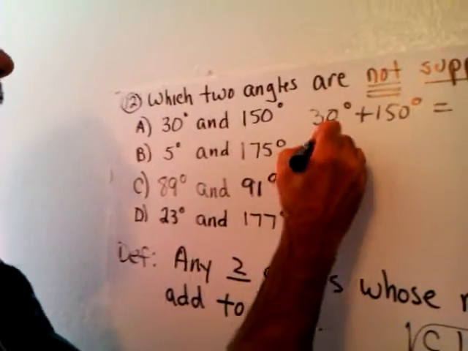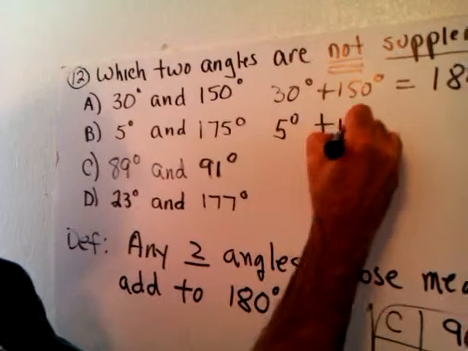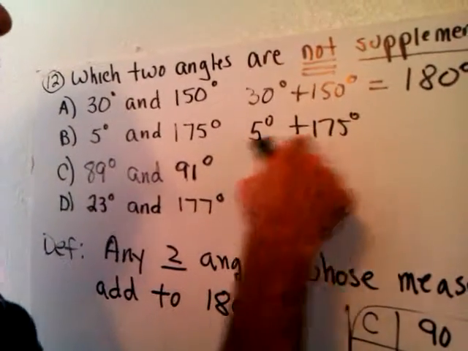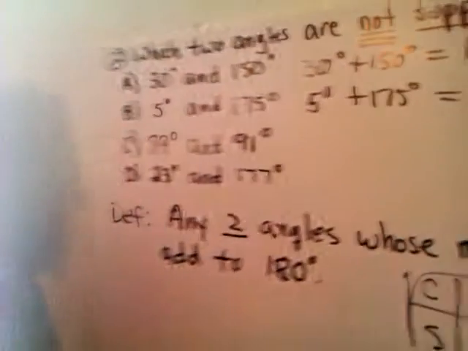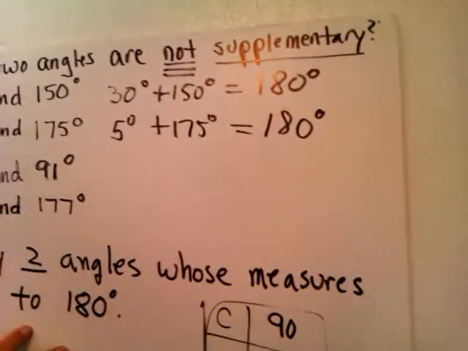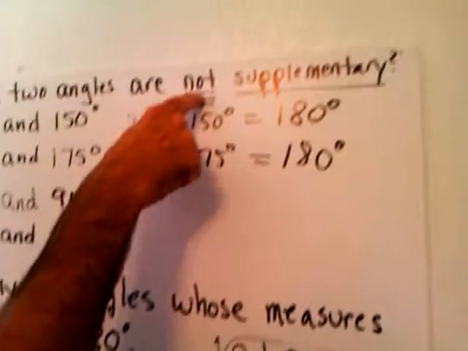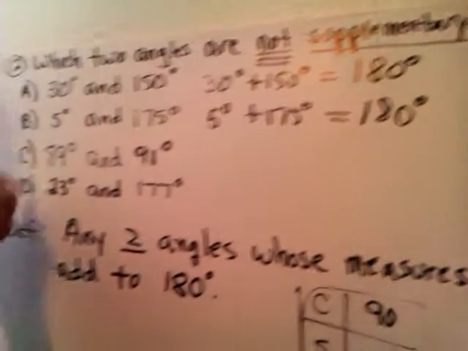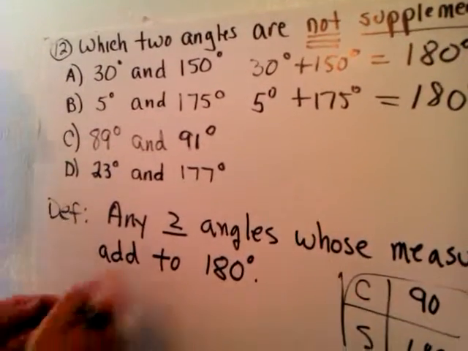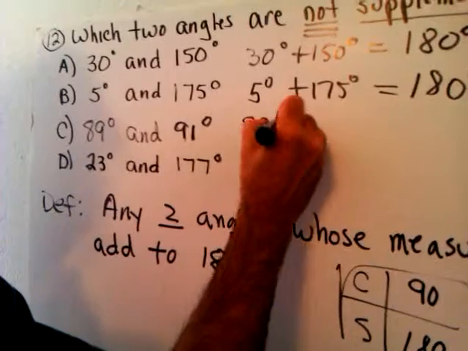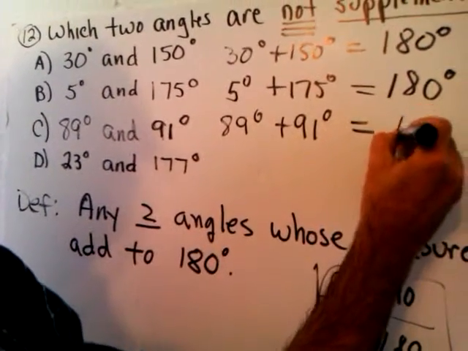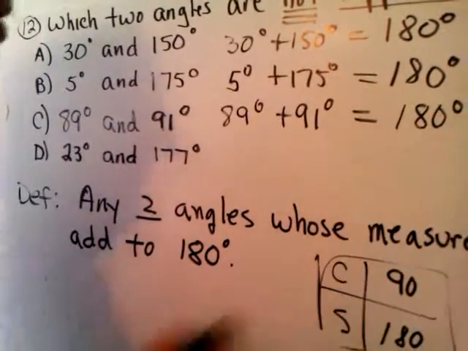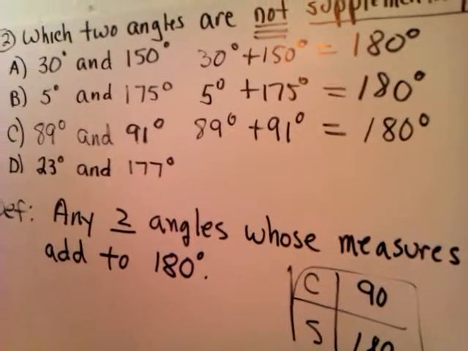Choice B, we have 5 degrees plus 175 degrees. Adding those up, we can see that those also equal 180 degrees. So therefore, they must be supplementary by definition, but it still does not answer the question. Moving on to choice C, we will add 89 degrees plus 91 degrees, which of course also equals 180 degrees. So that's supplementary as well.